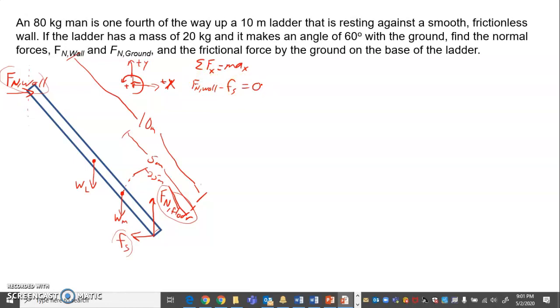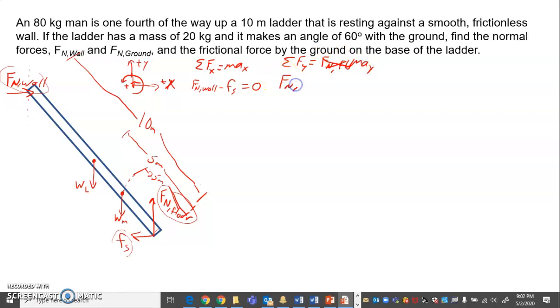So we don't know either of those, so we can't solve that equation. We just know that each of those is equal to each other. And we can sum forces in the y direction. And so that gives us F in floor. Oh, sorry, I was supposed to put equals m a y here.